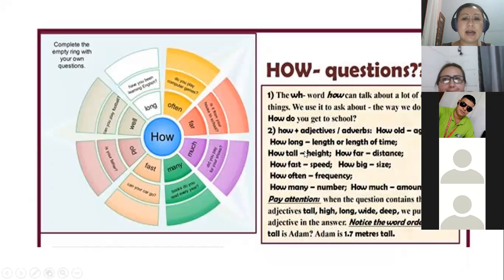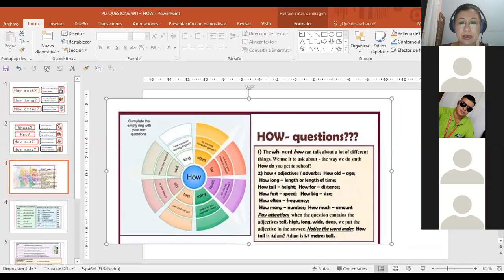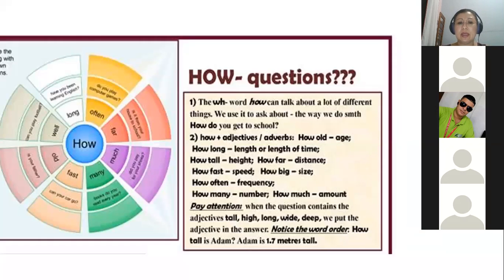Here I have an image. I don't know if you can see it clearly, but it says how, and it has the other words: how long, how often, how fast, how much, how many, how old, how fast. Okay? And I have here more questions. For example, it says that the word WH, how, can talk about a lot of different things.